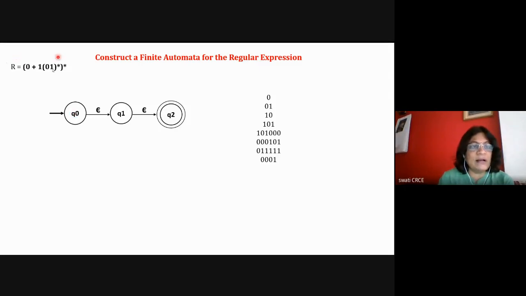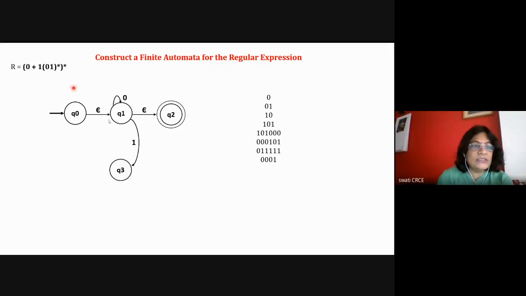Everything here is under a star closure. That means this entire string can occur for 0 times. If the entire string occurs for 0 times, then with epsilon it goes to the final state. So this is for not repeating, or repeating 0 times. Now I'll take the first part, either 0 or the 1 0 1 string. For 0, I'm writing it here, so the machine will follow the 0 part. Or with 1, it will go to a state, suppose Q3.